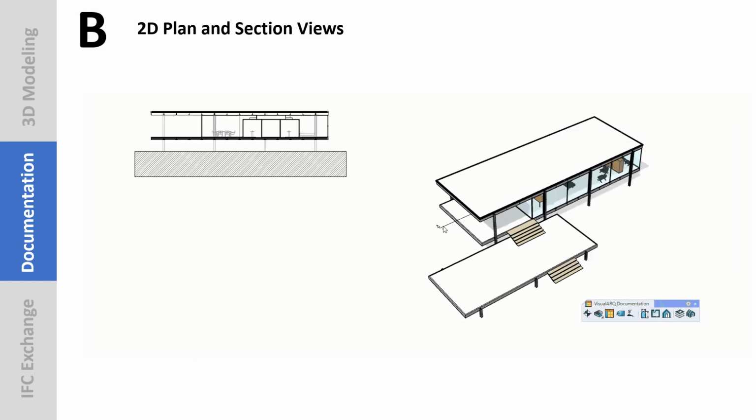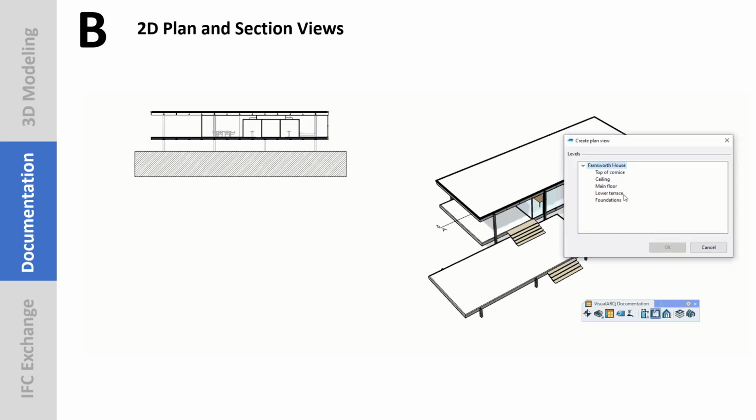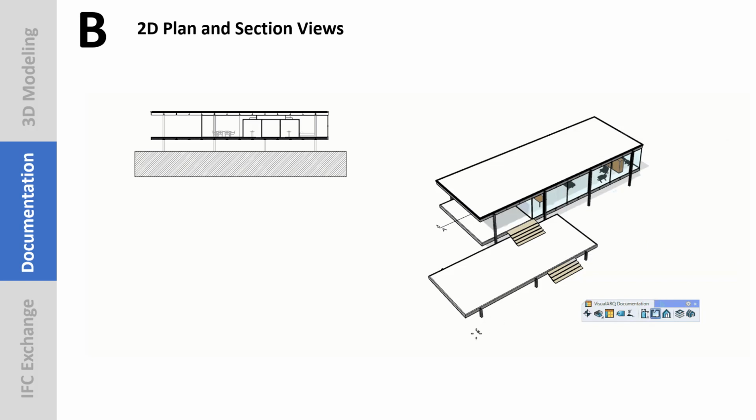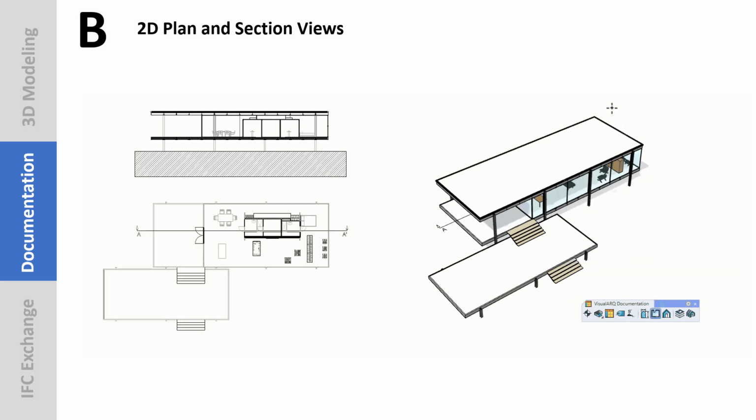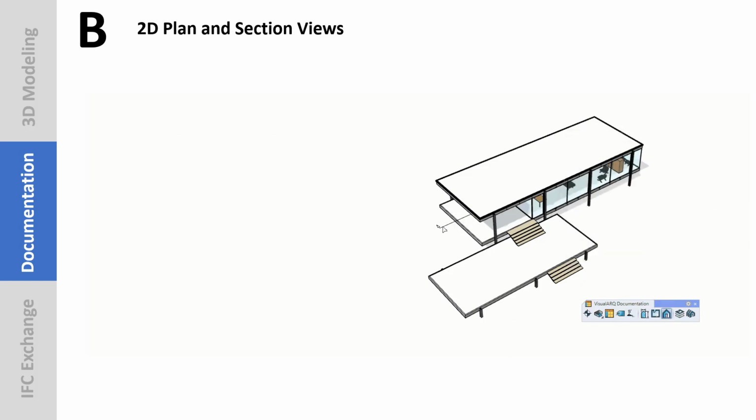Another way to produce 2D drawings with VisualARQ is by using the section and plan view objects. These are 2D drawings that are added into the model space, and they are linked with the 3D model, meaning changes in the 3D model will update the 2D views.